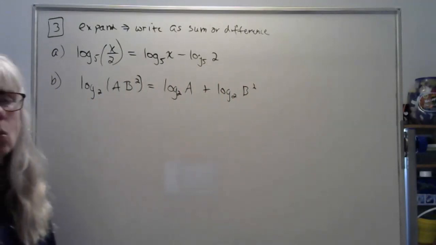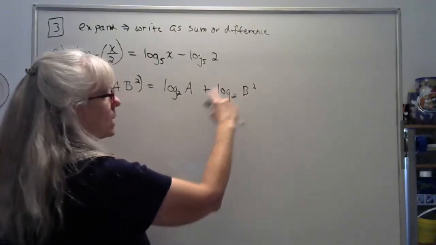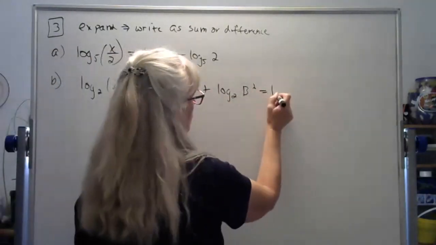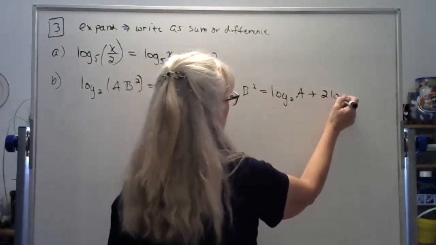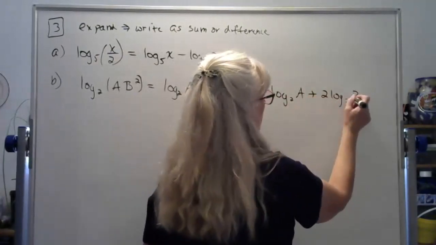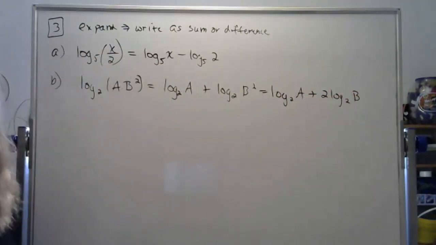And they do want you to go one more step with these. So in general, if you have an inside exponent, go ahead and bring it out. So my final answer would be log base 2 of A plus 2 log base 2 of B. And that's my final answer. So I've expanded it using the properties of logarithms.